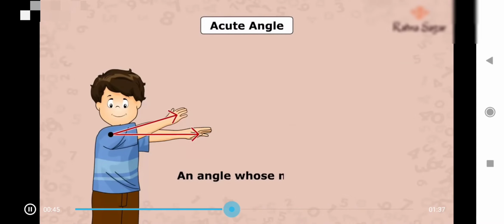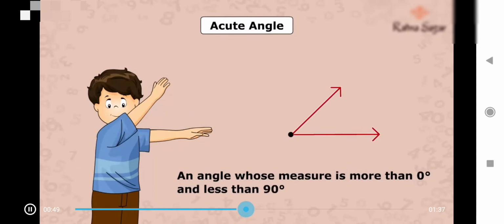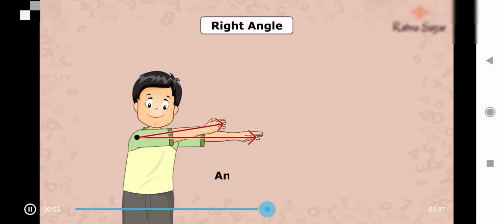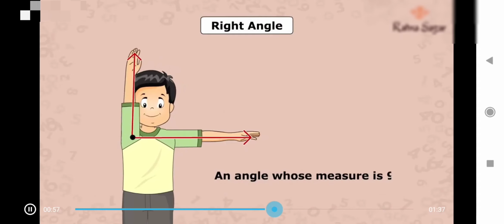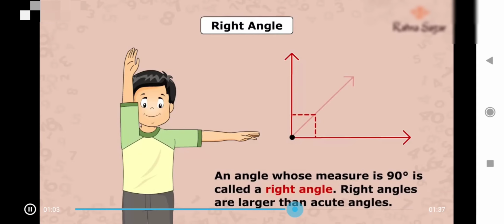An angle whose measure is more than 0 degrees and less than 90 degrees is called an acute angle. Right angle. An angle whose measure is 90 degrees is called a right angle. Right angles are larger than acute angles.